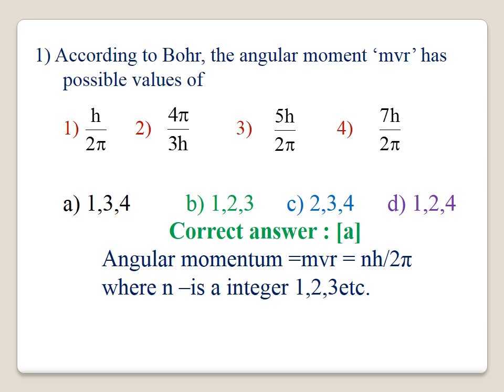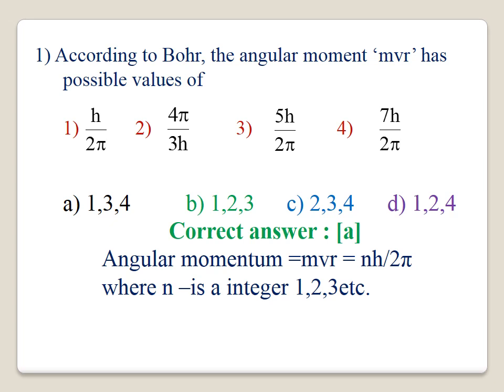Question number 1. According to Bohr, the angular momentum mvr has the possible values. You know very well the angular momentum mvr equals nh by 2 pi, an integral multiple of h by 2 pi. Therefore, the angular momentum has the value of h by 2 pi, 2h by 2 pi, 3h by 2 pi, 4h by 2 pi, etc.